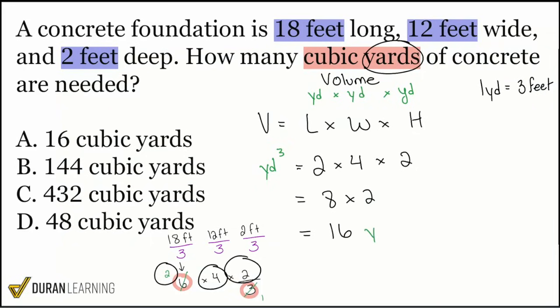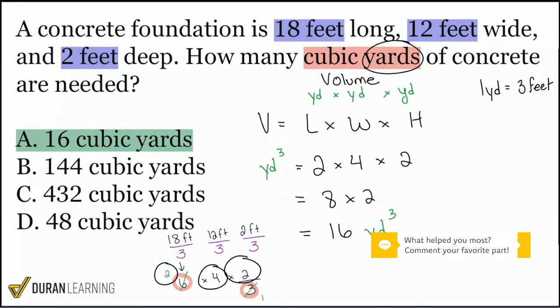16 cubic yards. And again, if we were to not perform the conversion, the final answer here would have been something closer to 144. But the correct answer, nonetheless, with the correct unit conversion, is going to be answer choice A. Again, convert the length, the width, and the height over to yards before getting started on the calculation.